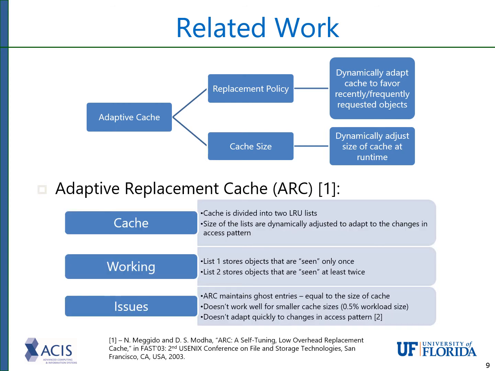The first one being ARC, or adaptive replacement cache, in which the cache is divided into two LRU lists. The sizes of the lists are dynamically adjusted to adapt to the changes. List 1 stores the objects that are seen only once, which indirectly refers to the LRU cache. And list 2 stores the objects that are seen at least twice, representing indirectly the LFU cache. ARC maintains ghost entries equal to the size of the cache, and it has been shown to not adapt quickly to changes in the access pattern, and it doesn't work well for smaller cache sizes.